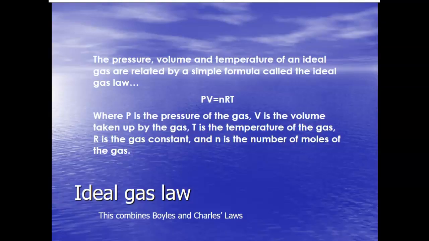Now we can combine Boyle's and Charles' law to get the ideal gas law. The ideal gas law states that pressure, volume, and temperature in an ideal gas are related by a simple formula. That formula is PV equals N times R times T, where P equals the pressure of the gas, V is the volume, T is the temperature, and N is the number of molecules or moles in the gas. R is a constant, called the gas constant.